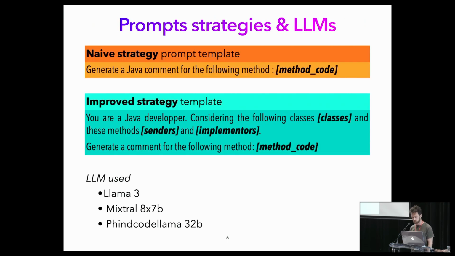For that, we have two strategies to try our approach. We have the naive one, which is only: generate the comment for this particular code. And we have the improved strategy that we are working on, which uses tons of context data. We use different LLMs like Llama 3, Mixtral, etc.